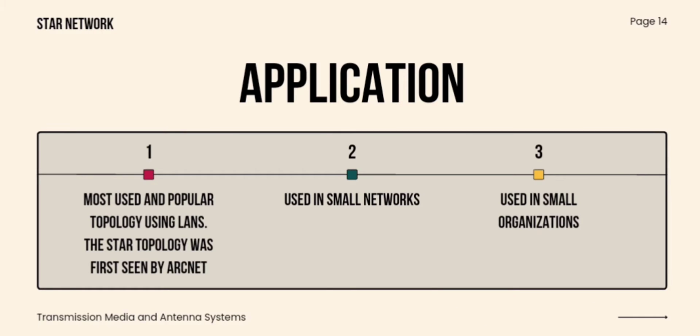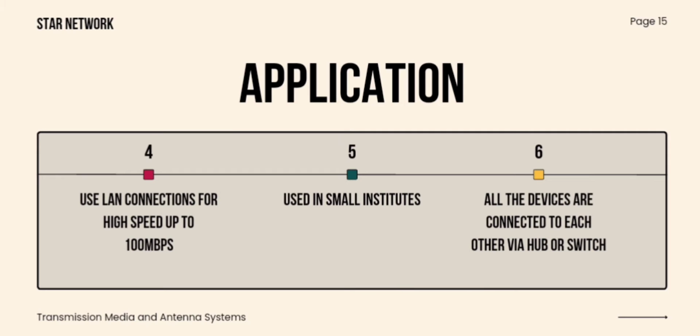Okay, so next are the applications of the star network. First is the most used and popular topology using LANs. The star topology was first seen in ARCNET. Next, it is used in small networks, also in small organizations. It is used in LAN connections for high speed up to 100 Mbps. It is also used in small institutes, where all devices are connected to each other via a hub or switch.